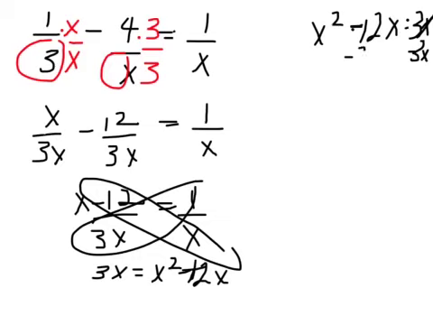And the reason I'm doing that is when I have a square, in order to solve it, I've got to get 0 on one side. So I'll just move all the terms to one side. Here's what I have now. x squared minus 12x minus 3x. Isn't that going to be minus 15x? Right?